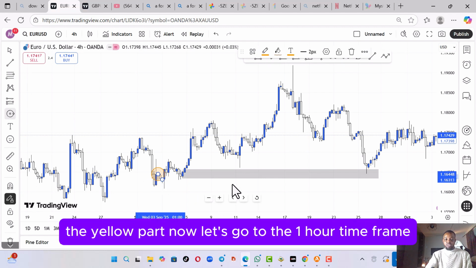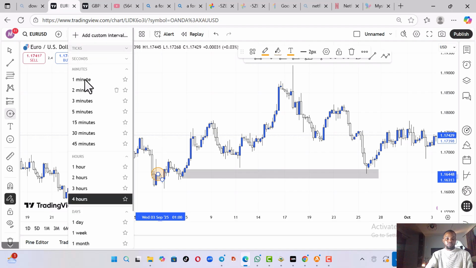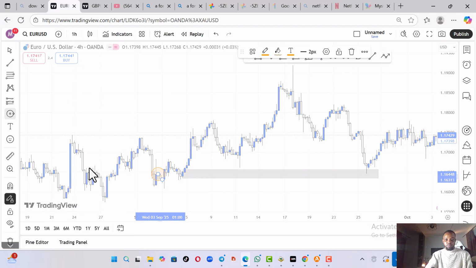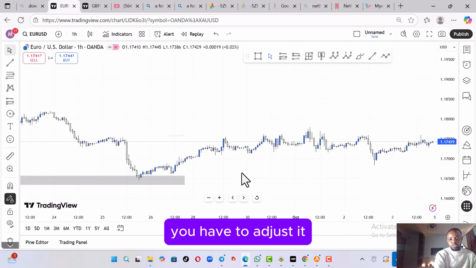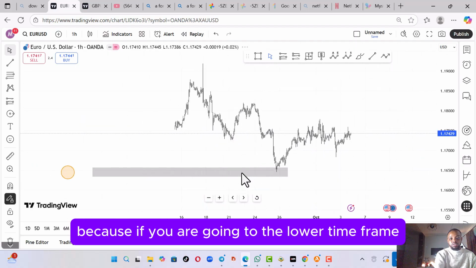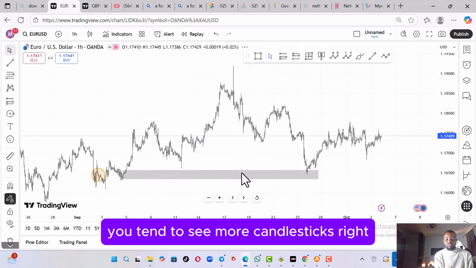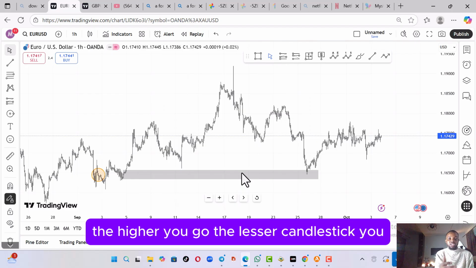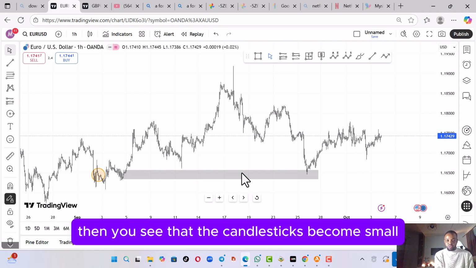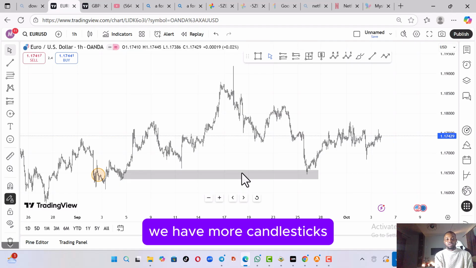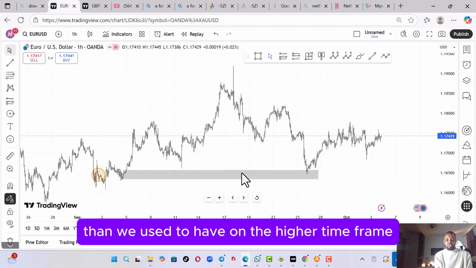Now let's go to the 1 hour time frame. You have to adjust it because if you go to the lower time frame, you tend to see more candlesticks. The higher you go, the fewer candlesticks you get. The lower you go, the candlesticks become small, and you have more candlesticks than you had on the higher time frame.